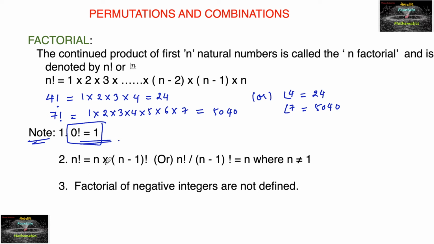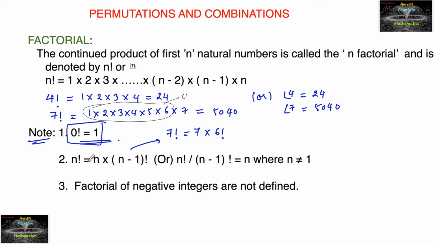And also we can note down n factorial is equal to n into n minus 1 factorial, or n factorial upon n minus 1 factorial, just a division, is equal to n. Let me give an example. Here we have 7 factorial, which is 1 into 2 into 3 into 4 into 5 into 6 into 7. Up to 6 natural numbers, the product is nothing but 6 factorial, right? So we can also write this as 7 into 6 factorial.